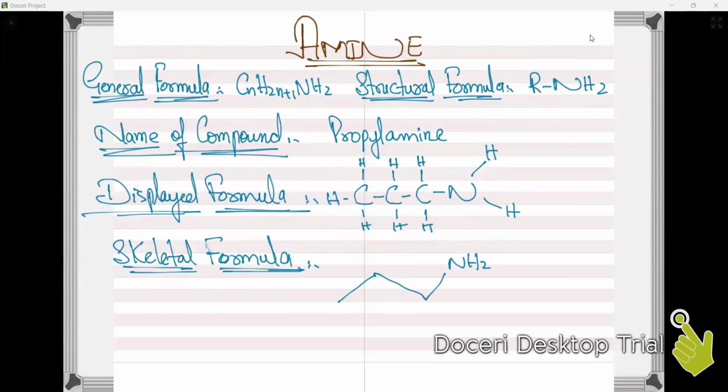Then you have amine. Amine has the general formula CnH2n+1 and this functional group. The name of the compound will be propylamine. What do we mean by propylamine? Propylamine means three carbons, and a nitrogen is attached with two hydrogens, and this is the skeletal formula as a representation.